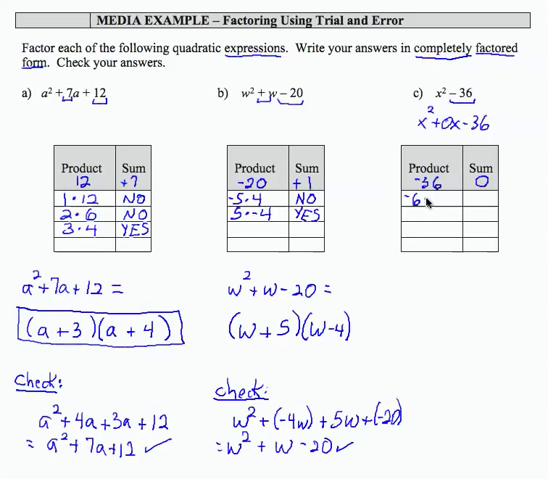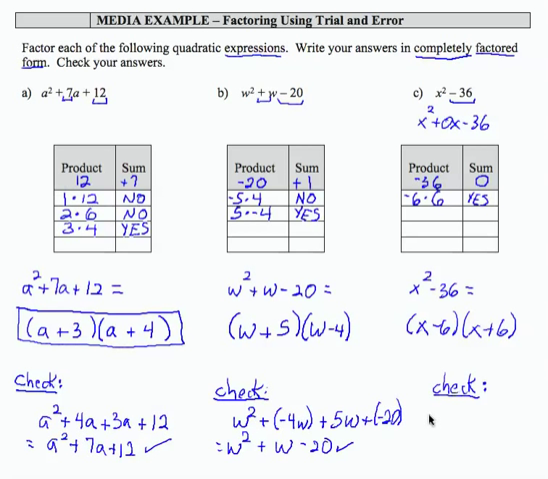The ones that jump out are negative 6 times 6. That gives me my product. Negative 6 plus 6 is 0, so that gives me my sum. So I'm going to factor x squared minus 36 as x minus 6 times x plus 6. You see where each of these pieces comes in. Then I'm going to check my result.